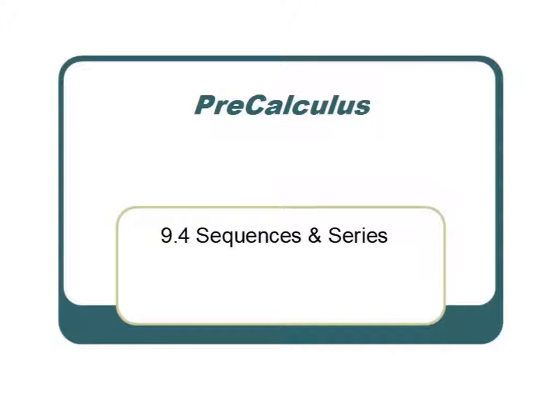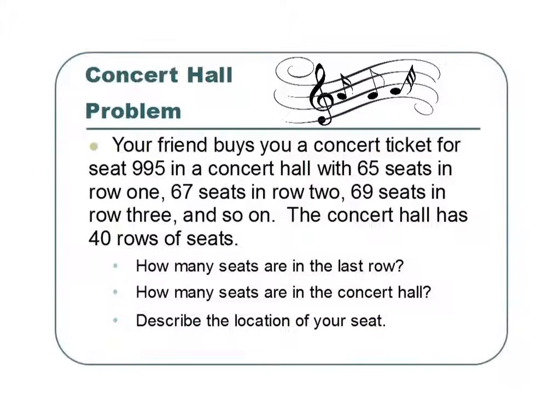All right, today is the day we start the main part of this chapter talking about sequences. We have a problem here that we're going to refer back to throughout this whole chapter. So let's go through this and make sure you understand it, and then we'll refer back every once in a while. It says your friend buys you a concert ticket for seat 995 in a concert hall with 65 seats in row 1, 67 seats in row 2, 69 seats in row 3.